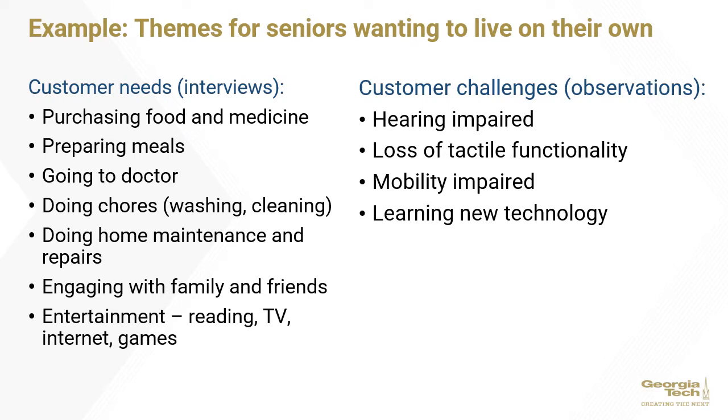Here's an example of some themes that you might get from interviewing seniors who want to live on their own. Out of the interviews, you've categorized things into these sorts of themes. You've heard a lot of comments, and these are the categories you came up with. Another type of theme you might come up with is the challenges they had. These are maybe things that you observed, like hearing impairment, loss of tactile functionality, like the fine motor skills in their hands. So these are the themes from those interviews.